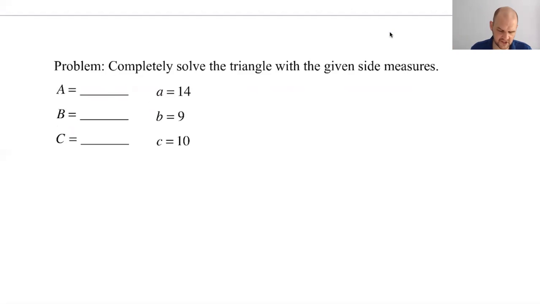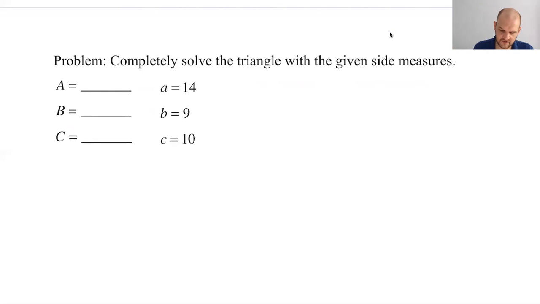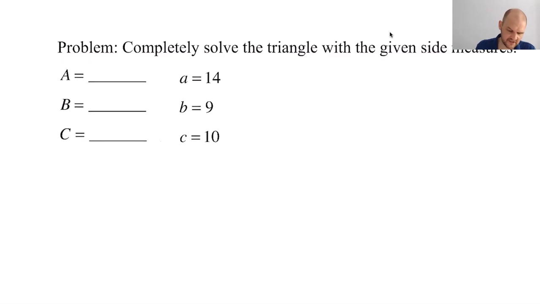So let's see if we can use it. Here we have "completely solve the triangle" with given side measures. You can tell right away this is not a law of sines problem because you don't know any of the angles. To use the law of sines, you need an angle-side pair, like A and A, B and B, C and C. One of those has to happen, and we don't have any of those. This is a law of cosines problem. This is definitely side, side, side.